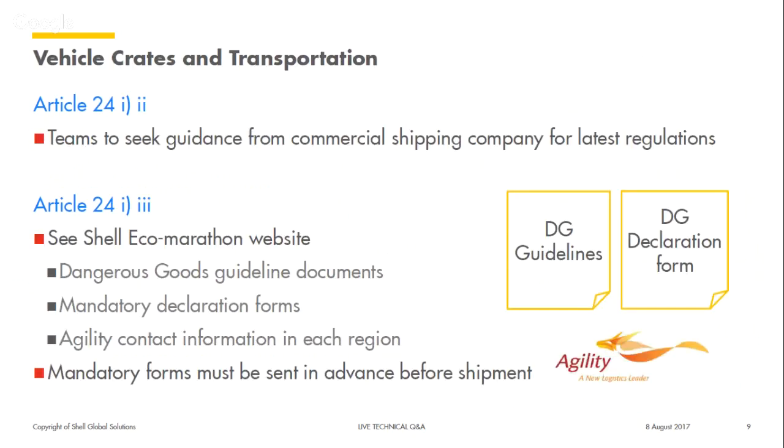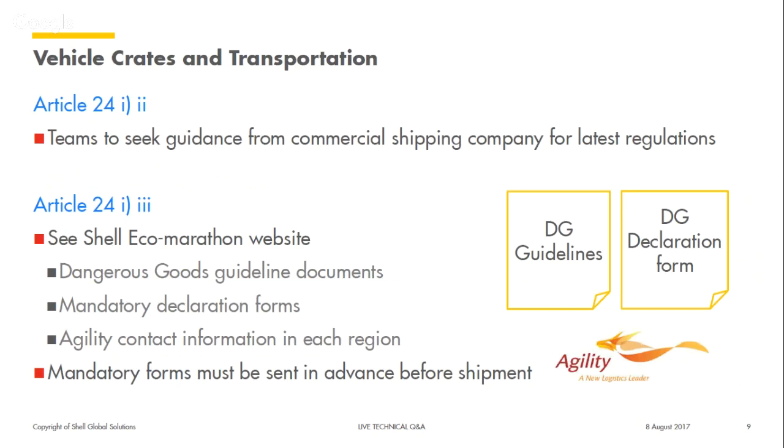All right, regarding vehicle, crates, and transportation, this is a very important thing, particularly for the Asian event, because we have teams from all over the region. We have 20 countries this year, and a lot of them are shipping from overseas. So it is very important to get guidance from the shipping company on the latest regulations which you need to comply with. There's some guidelines on the Shell Eco Marathon website as to how to handle dangerous goods.